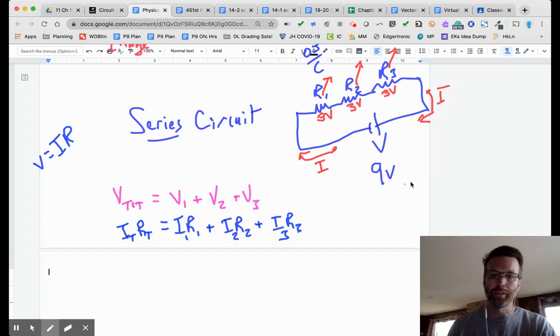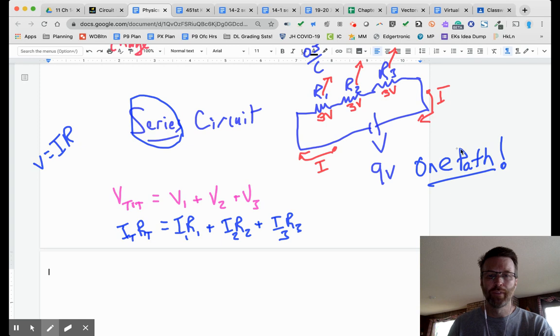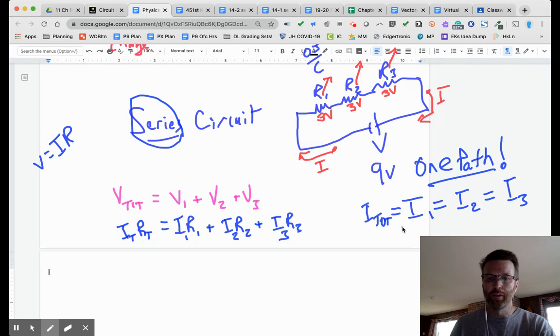And what you'll notice is that as you go around this path, well, there is only one path. And one path is really the definition of a series circuit. Hey, if there's only one path, what does that tell you about the current everywhere? Well, it tells us that the current at any one place, whether it's in bulb 1, 2, or 3, the current at any one of those places has to be the same because there's only one path. In other words, all the currents over here everywhere are the same because there's only one path.